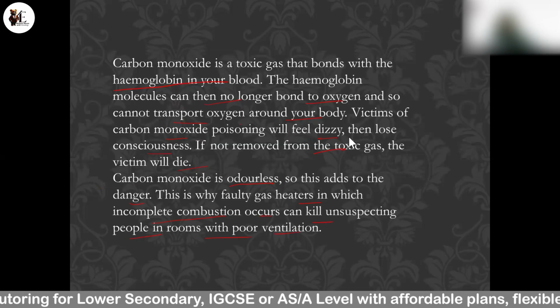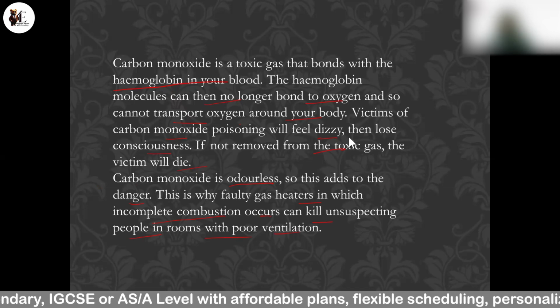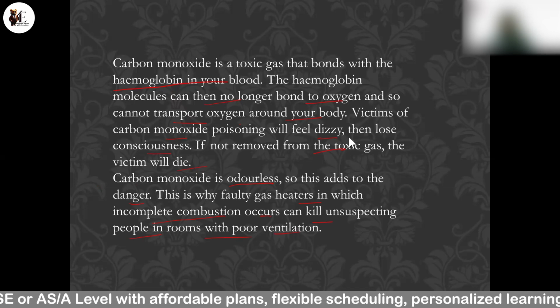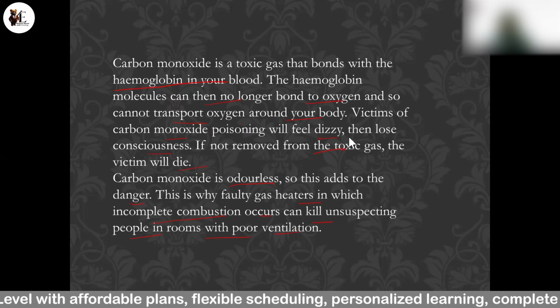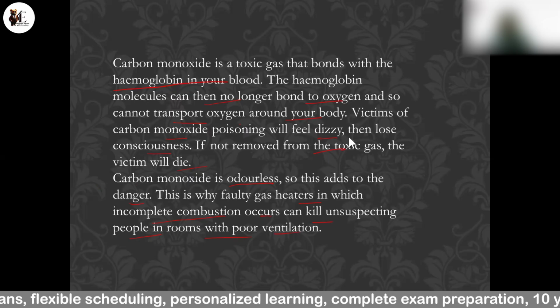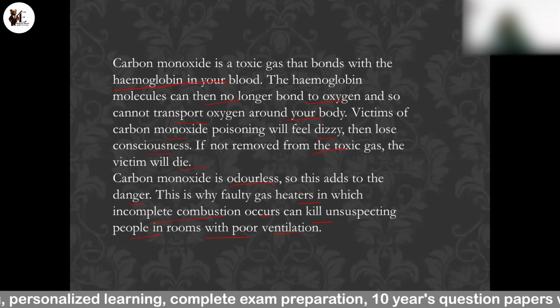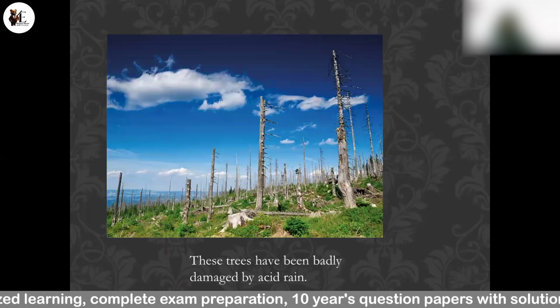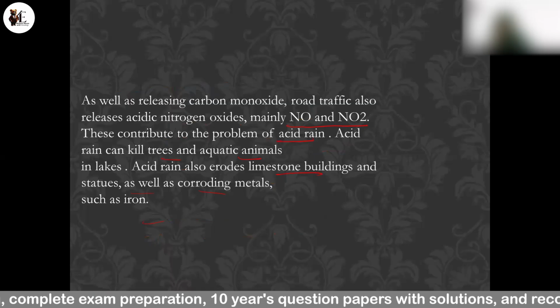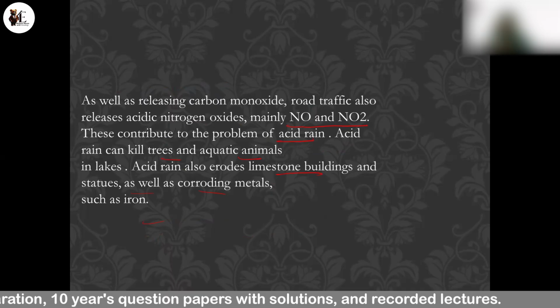This is how carbon monoxide is poisonous biologically. It binds with hemoglobin in the blood and can no longer bond to oxygen. It cannot transport oxygen around your body, and if it is not removed, the victims will die. Another pollution is caused by NO and NO2, which are released from road traffic. They contribute to the problem of acid rain.